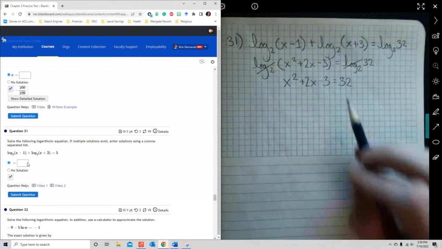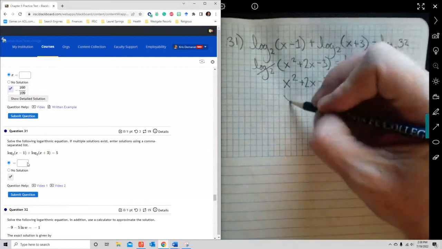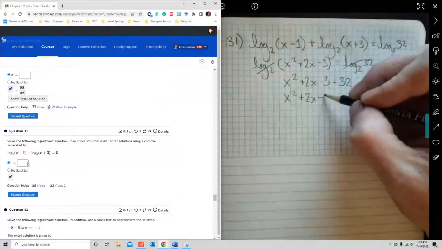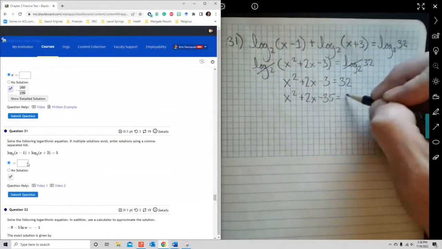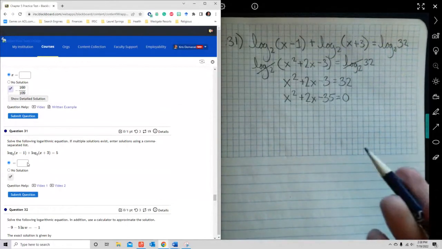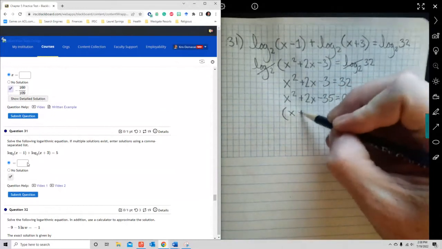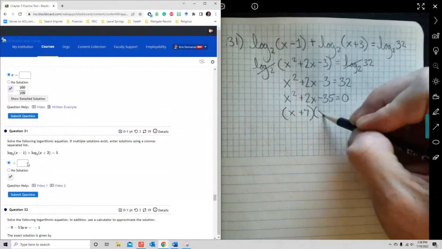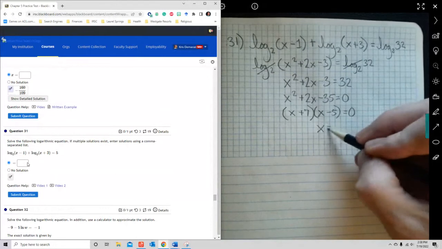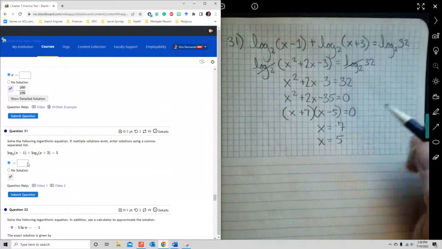And then I'm going to go ahead and subtract 32 from both sides. All right, and that's going to give me 35. It's negative, of course. Now, 7 times 5 is 35. That adds up to positive 2. And so the two answers that we came up with are x equals -7 and x equals 5.